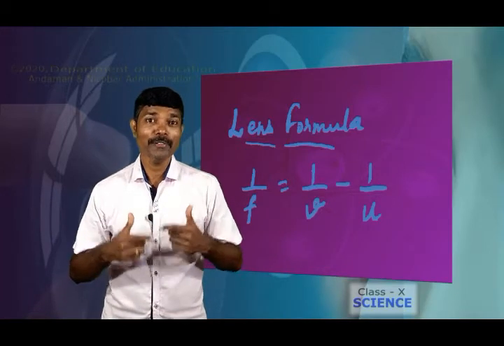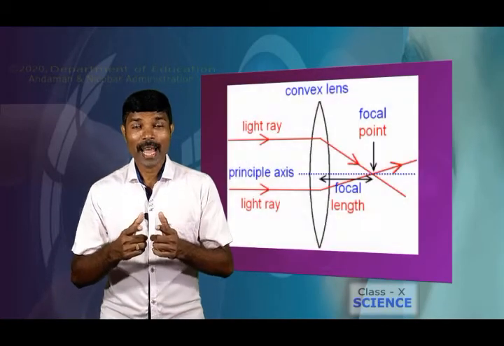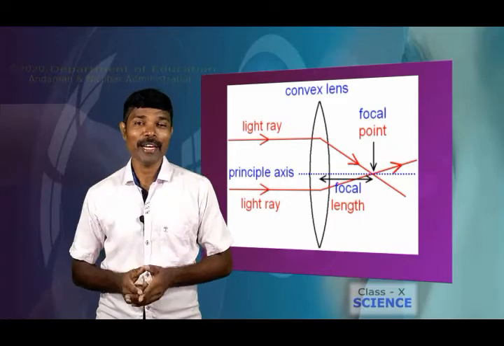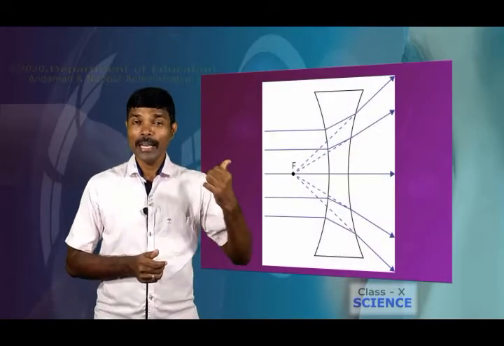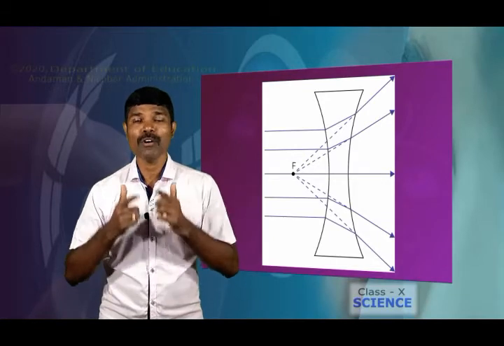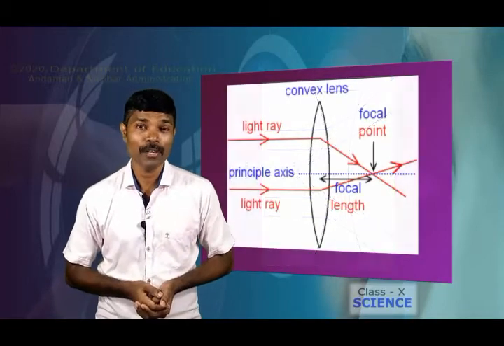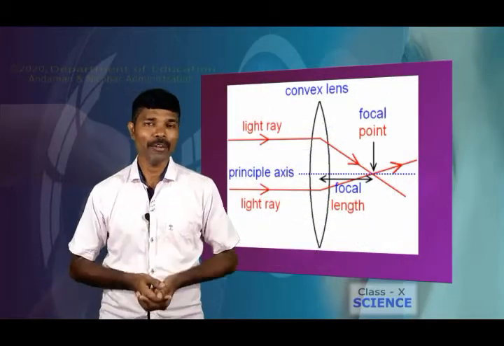Dear students, whenever we learn sign conventions, there are certain things that have to be kept in mind, and these things will help you when you solve numerical problems. What are those things? Here the most important thing to remember is that convex lens has focus on the right hand side, whereas concave lens has focus on the left hand side. That is why the value of focal length in case of concave lens will be negative, whereas in case of convex lens it will be positive. This thing you always keep in mind.